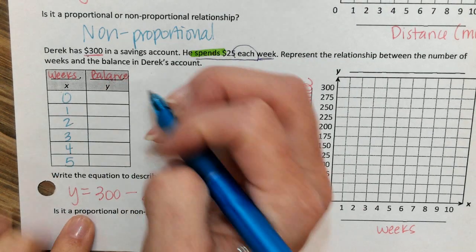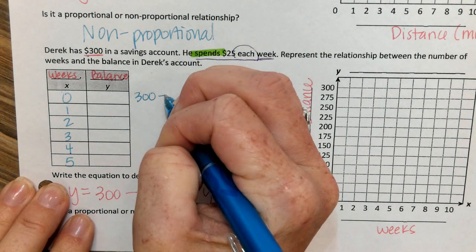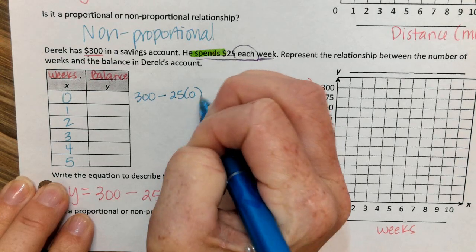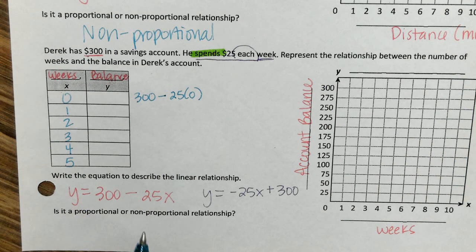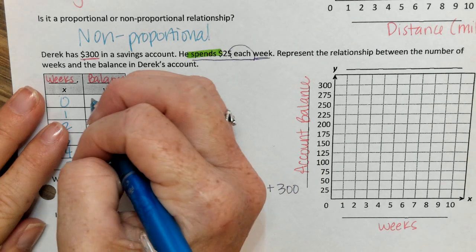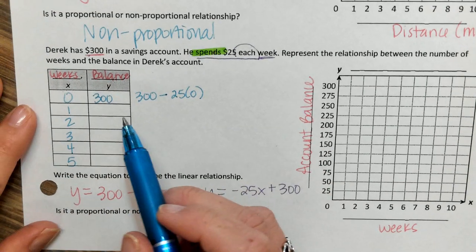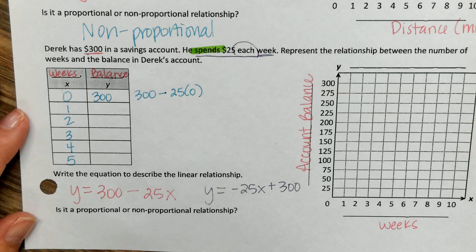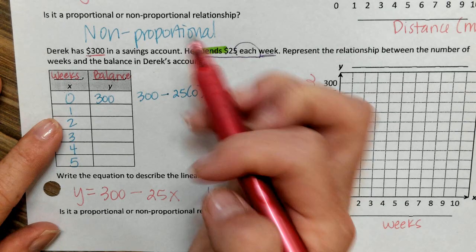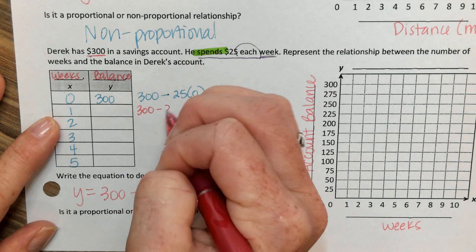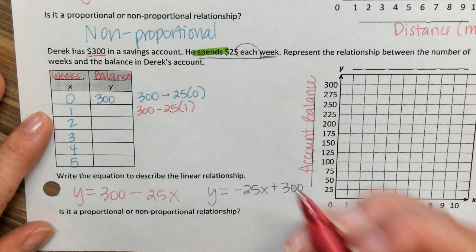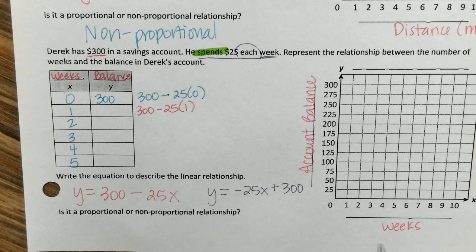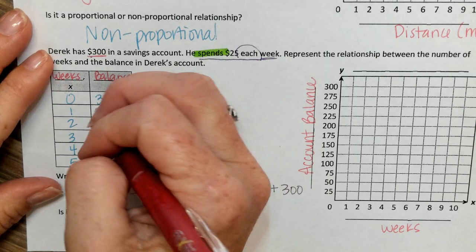So I would do 300 minus 25 times 0. How much money does he have in his account 0 weeks in? $300. After the first week, he spent $25. So I would do 300 minus 25 times 1. 275.